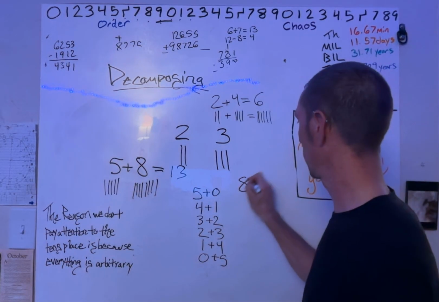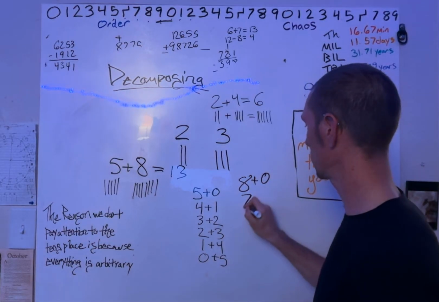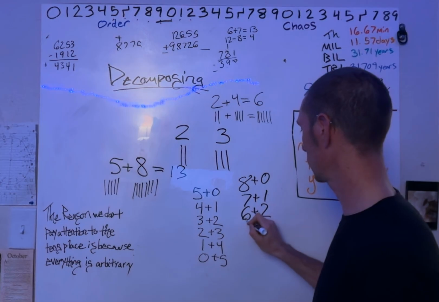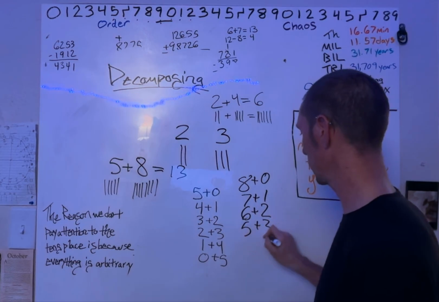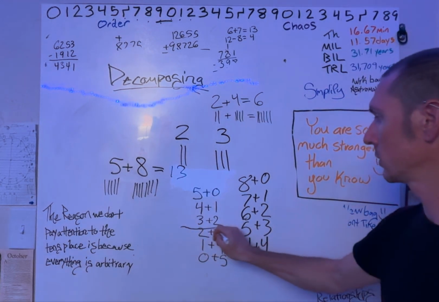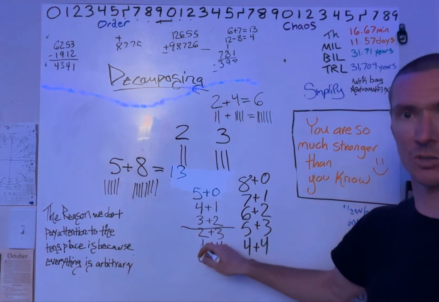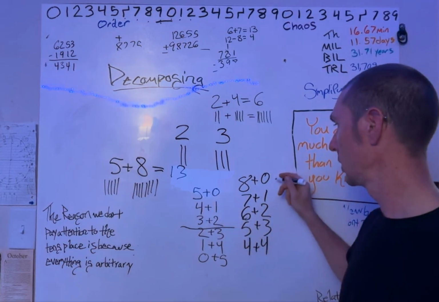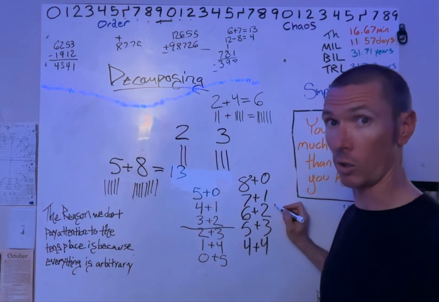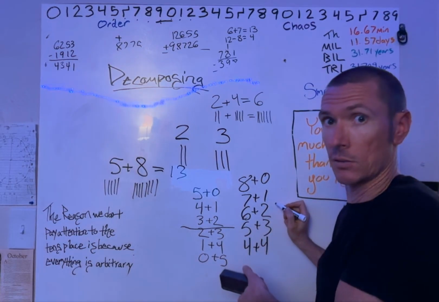Instead of repeating myself, I'll do the 8. You have 8 plus 0, 7 plus 1, 6 plus 2, 5 plus 3, and 4 plus 4. I'm not going to flip-flop it like I did this one, because this is just the reverse of this. So with this 8, all of these equal 8.